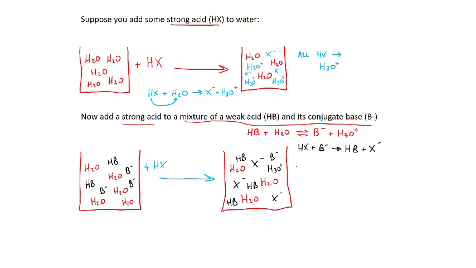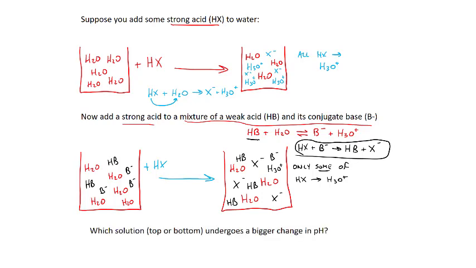So in this case, only some of our strong acid ends up as H3O plus. The reason for that is because of this side reaction taking place with our conjugate base. If we had added a base to this solution, we could have a similar reaction taking place with the HB conjugate acid in our mixture here.